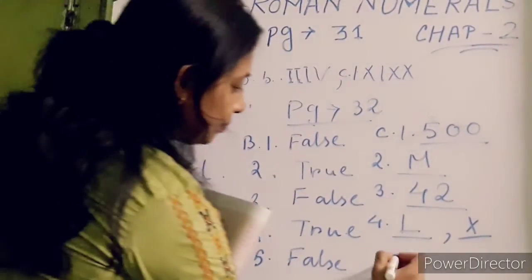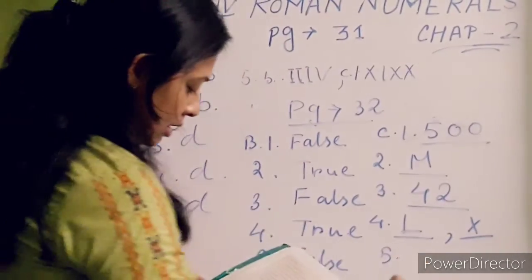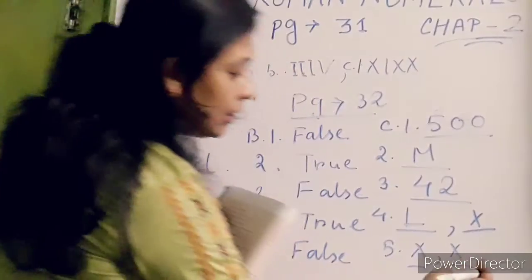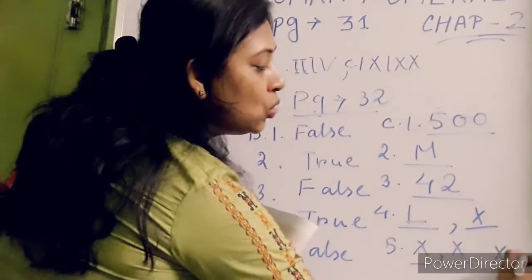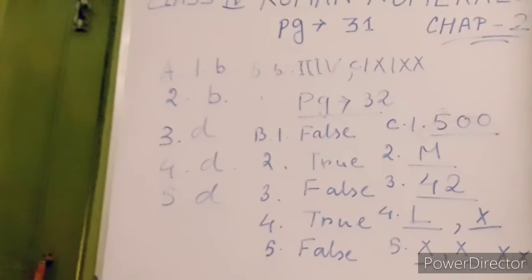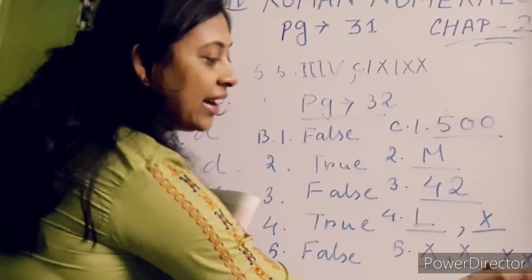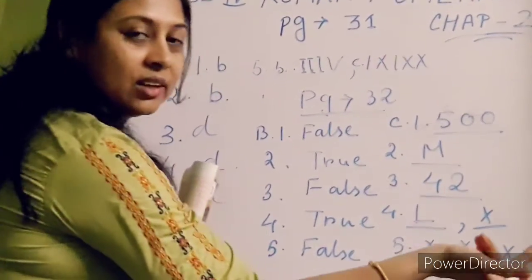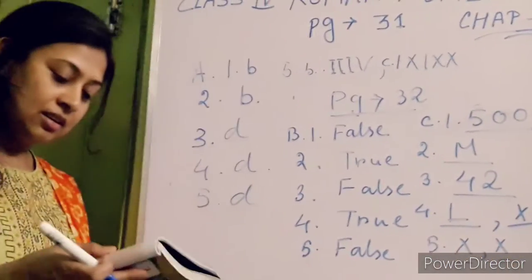Number 5. Writing X before X means 2X. X before X, so this one is X plus X, 20. Clear?